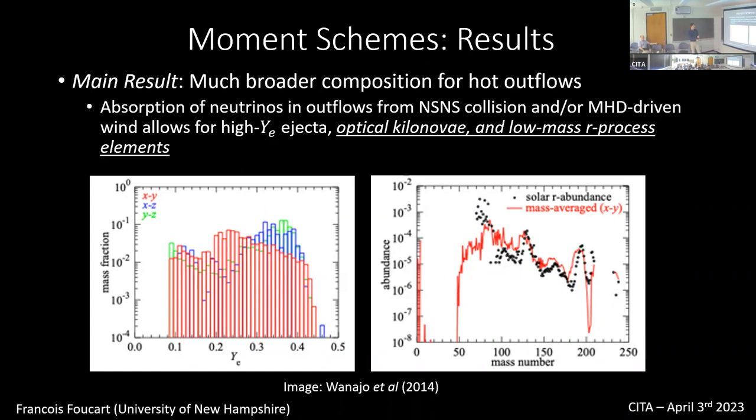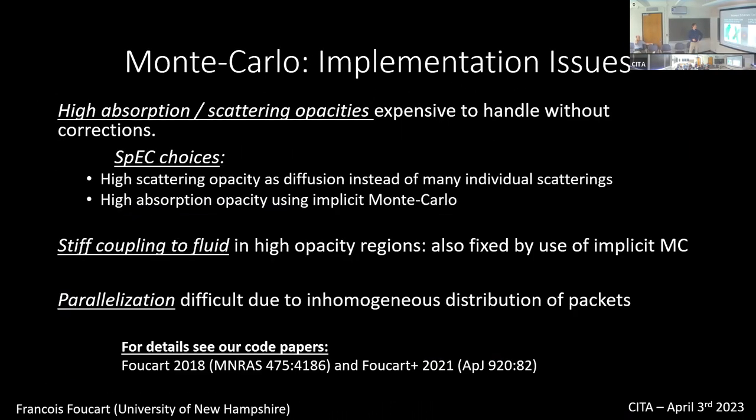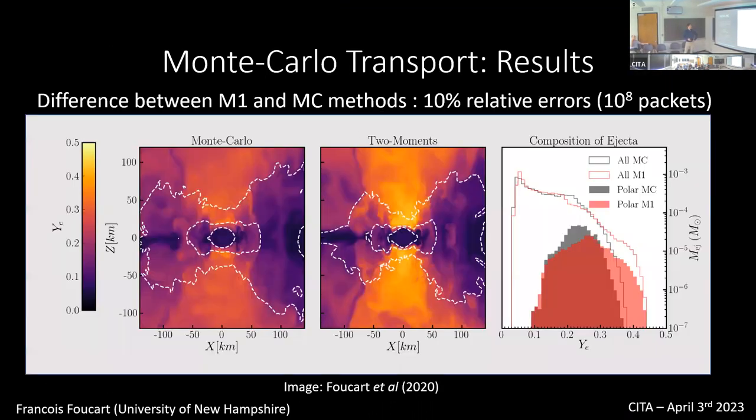This is results from the first simulation with the moment scheme, which was performed by the Kyoto group using the SACRA code. And immediately they found a range of electron fraction going from 0.08, which I think was the minimum of the equation of state in this case, probably given the sharp decline here, to about 0.45. And if you transform that into nucleosynthesis output, you actually produce all of the elements suddenly. So the high YE material goes straight to this plot here.